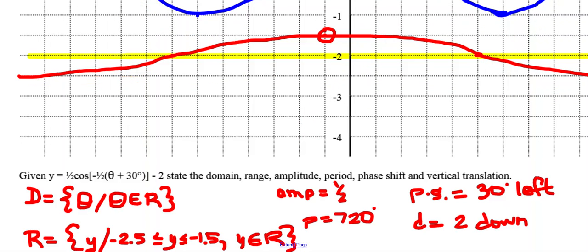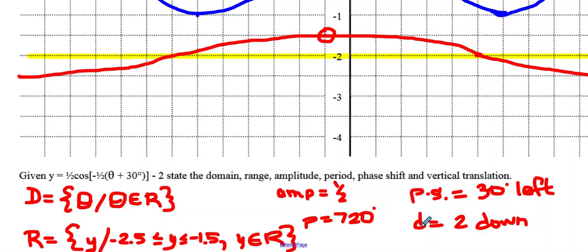Okay, so here's all the information that we were just talking about. The domain: any real number. The range. Again, please write it in this fashion, not two separate entries. You've got your amplitude, your period. PS is phase shift. Always put the degrees and the direction. You need both or you will not get full marks.